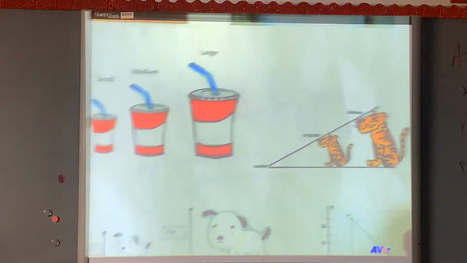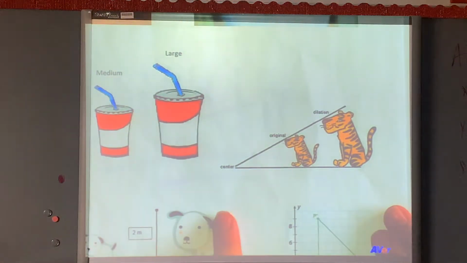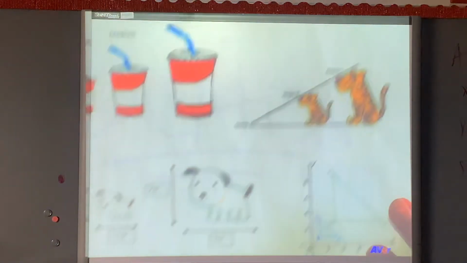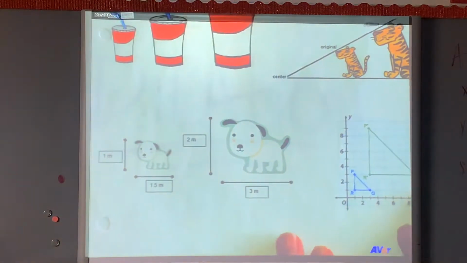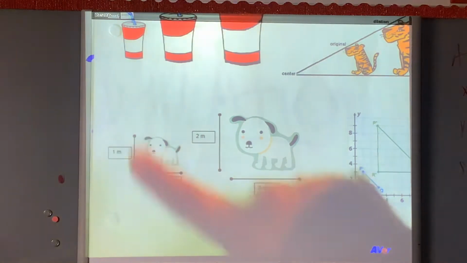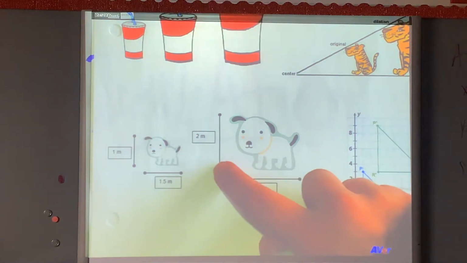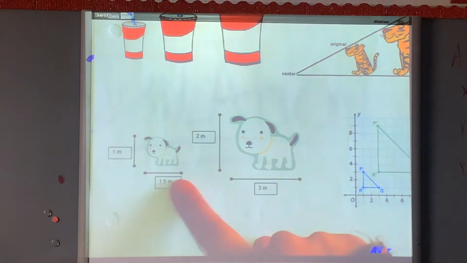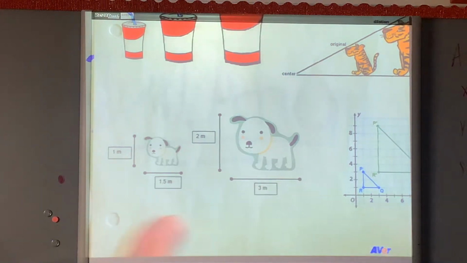Here is a dilation of a tiger. It kind of starts from something at the center and it grows. A dilation of a puppy shows you the different dimensions that it could change to. So it was 1 meter, and 2 meters. It kind of changed in size, kind of doubled, because it was 1.5 and then it changed to 3. That tells me it doubles.